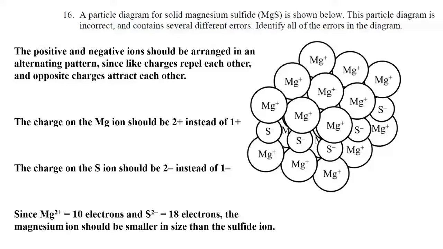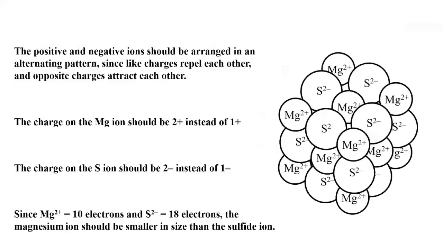Here's what it should look like. Now you can see that we have an alternating pattern of ions, positive and negative. We have magnesium with 2+ and sulfur with 2-, and the magnesium ion is smaller in size than the sulfide ion.